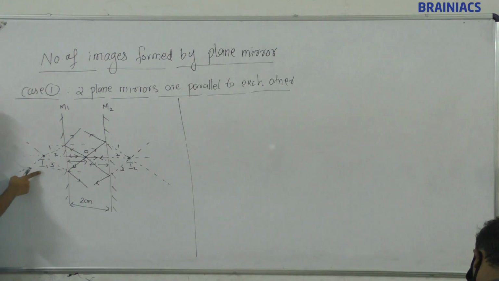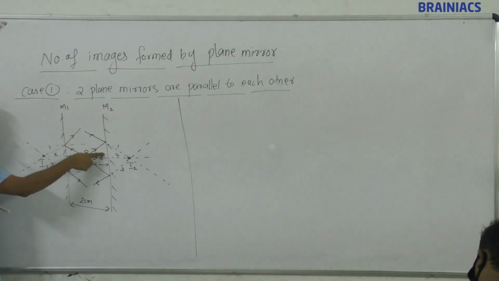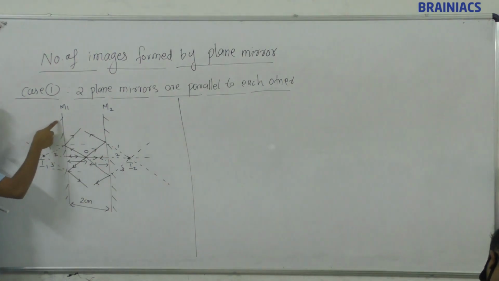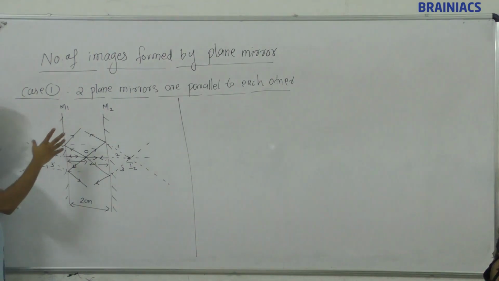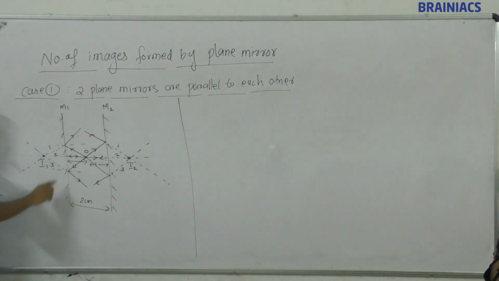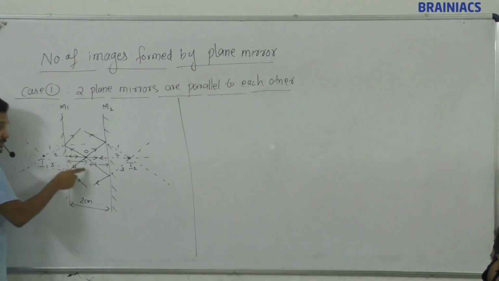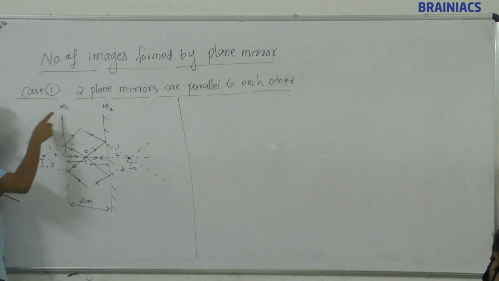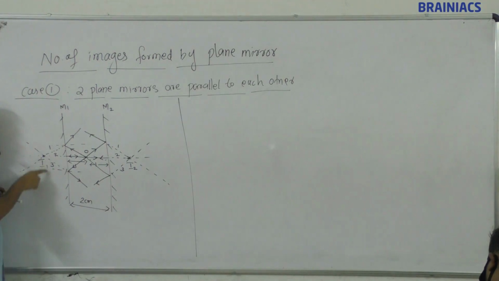So now we got 2 images, right? I1, I2. The object is only 1. Next, this I1 will act as an object for which mirror? M2. Because the shaded area is an opaque, painted area, and this area has no paint. So this I1 is the image formed by which mirror? M1. This I1 will act as an object for M2.